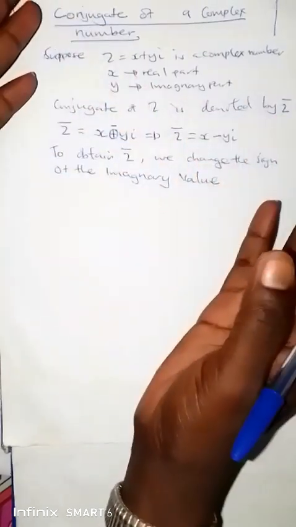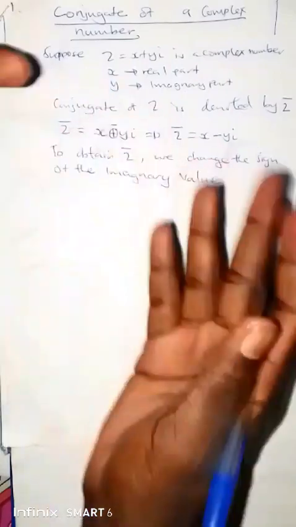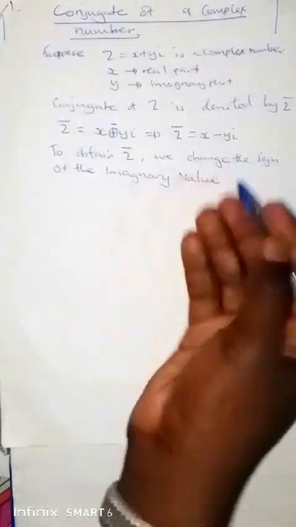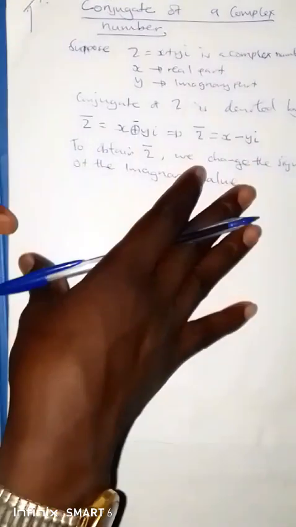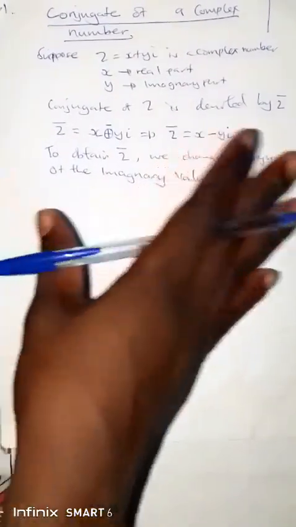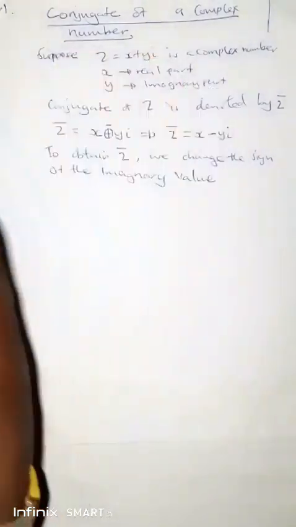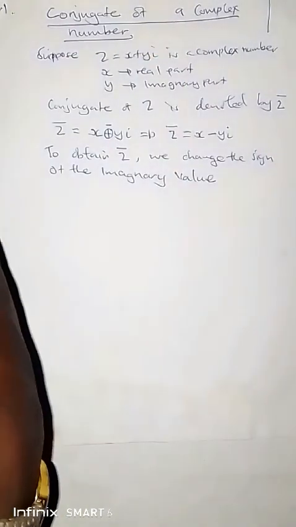If it is positive, it becomes negative. If it is negative, it becomes positive. In other words, z and z bar will be conjugates of each other. So that's what we can know. z and z bar will be conjugates of each other in that case.